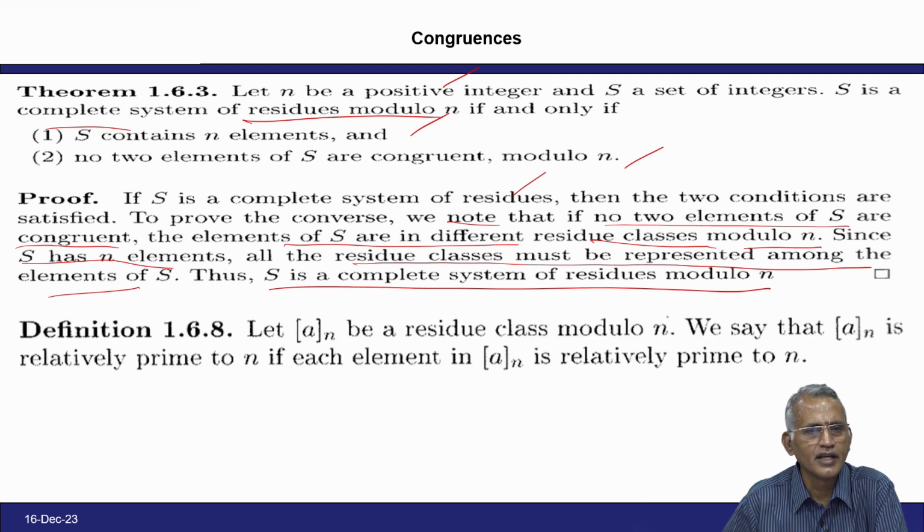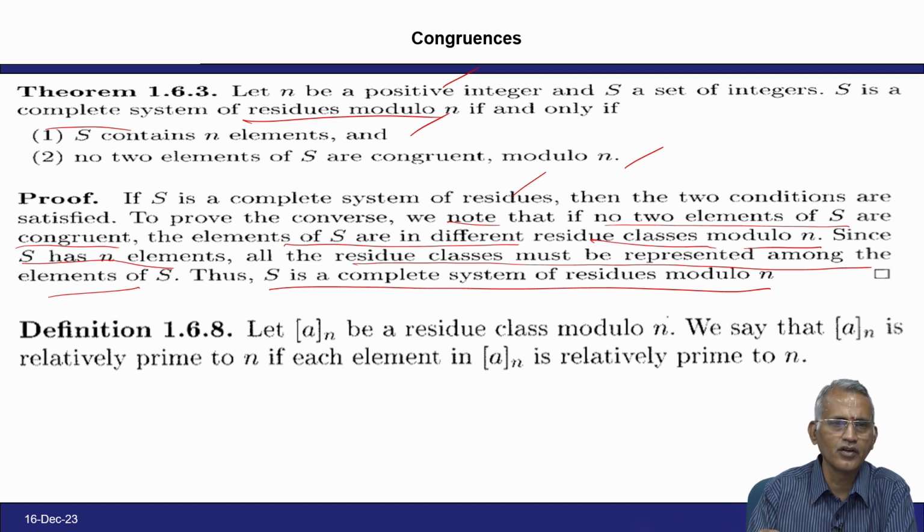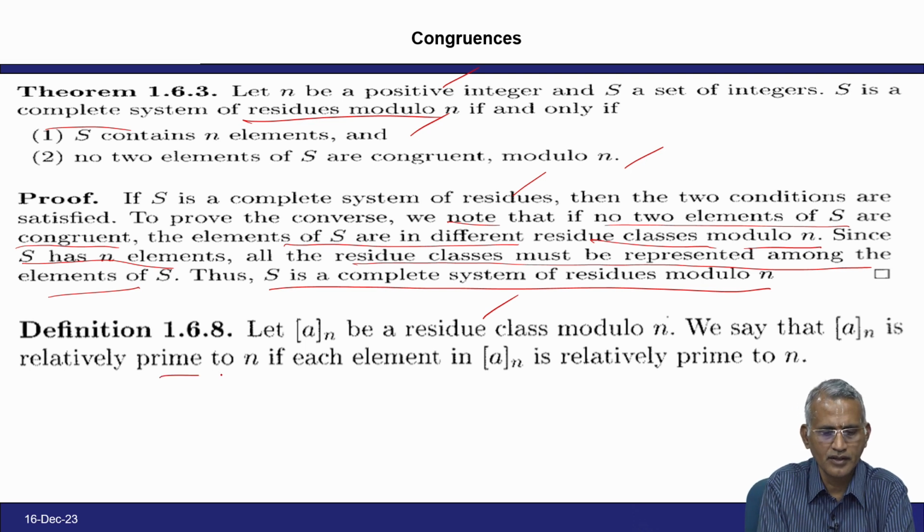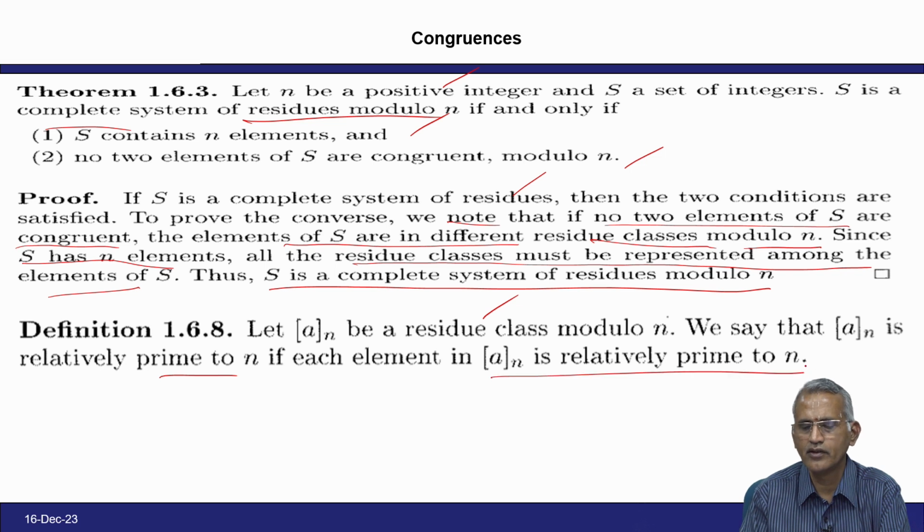Now, the definition: we say that the congruence in terms of integers modulo n is called a residue class under modulo n. We say that the residue class of a modulo n is relatively prime to n. Relatively prime means the greatest common divisor of the two numbers is 1, and each element of the residue class a is relatively prime to n.